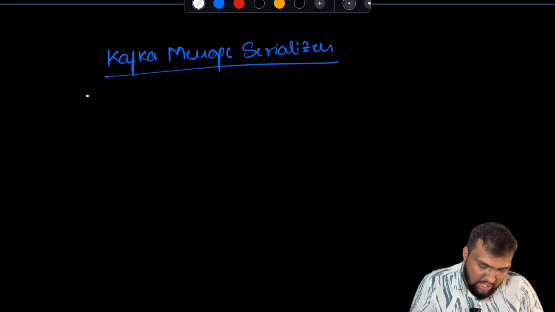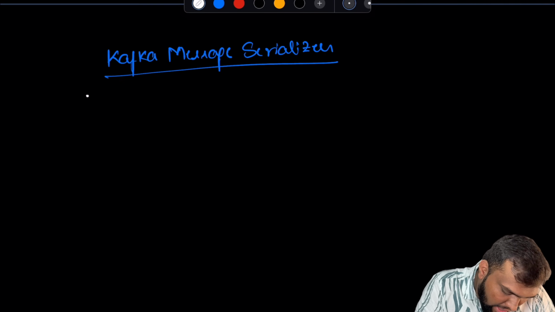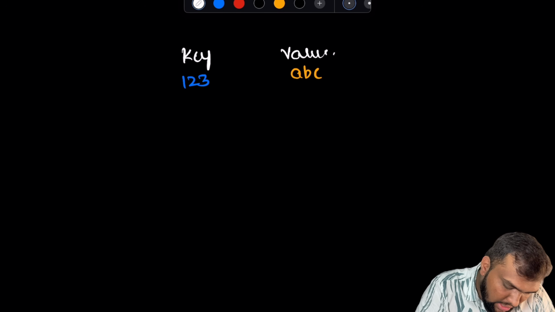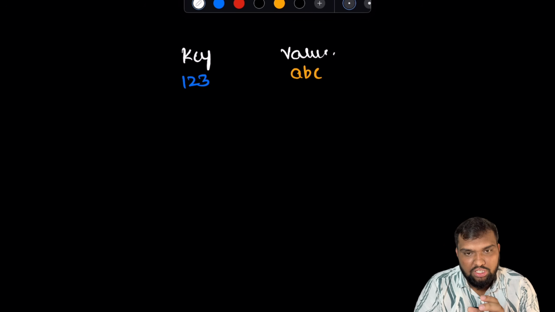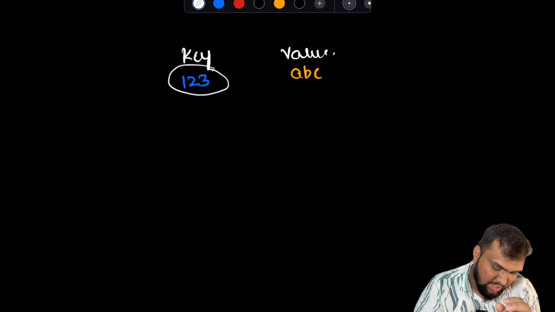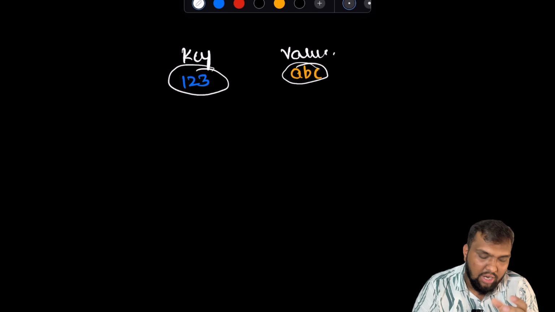So let's take an example. Let's say we have a key and we also have the value here. The key is 123 and the value is ABC. Here, if you see, we have a message with an integer key, so the key is an integer, and the string value is our value.